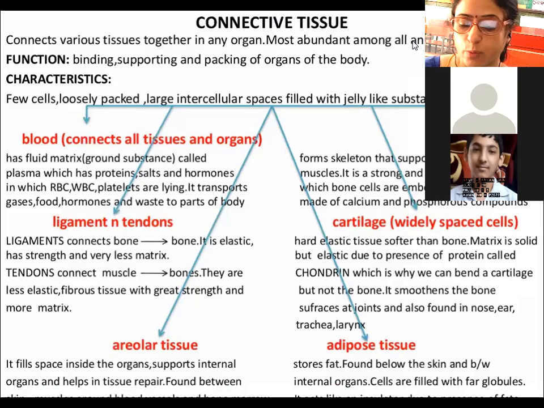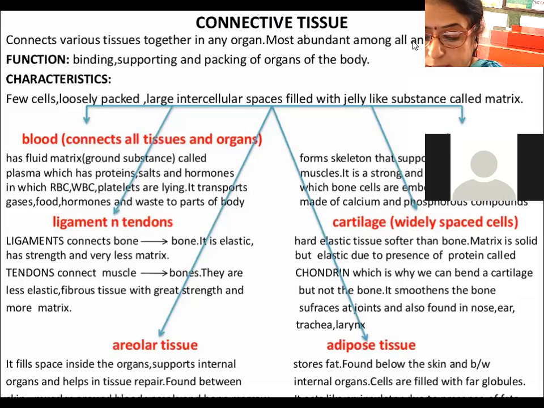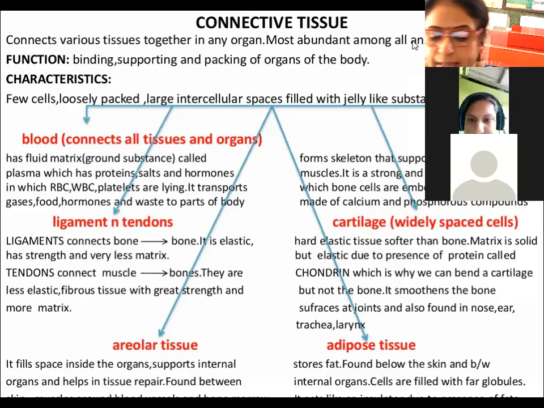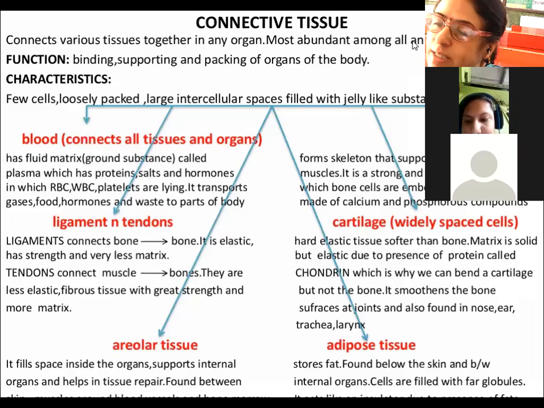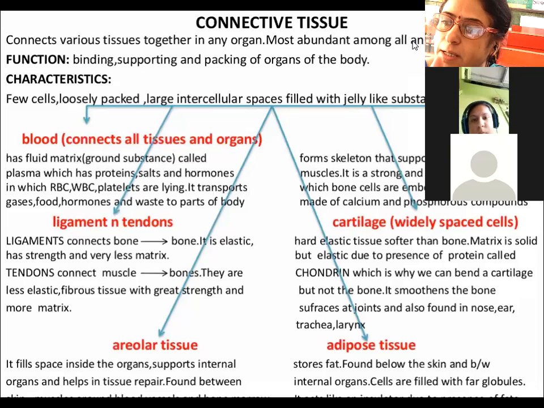WBC. What is WBC? White blood cells. Yes, it is called white blood cell. All right. There are 2 types of WBC, phagocytes and immunocytes. आप इसको छोड़ो. You just remember that there is WBC present in the blood.